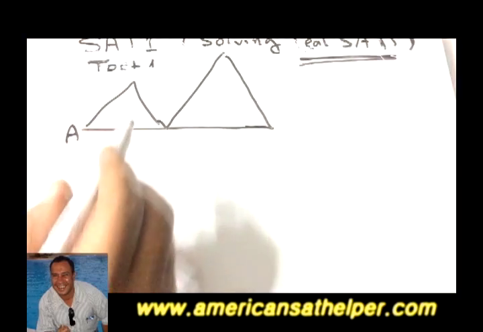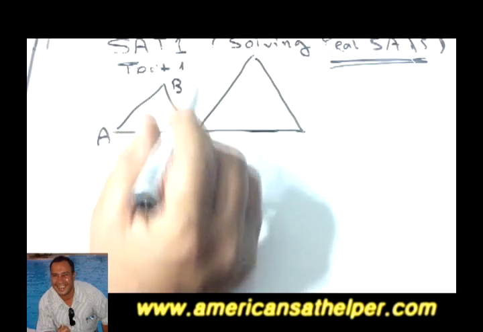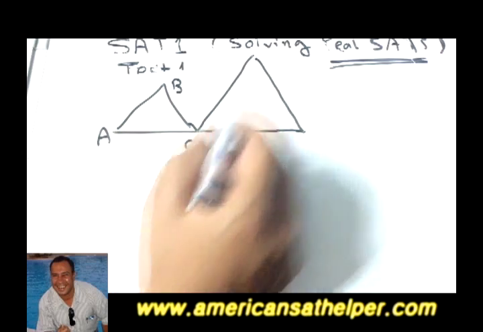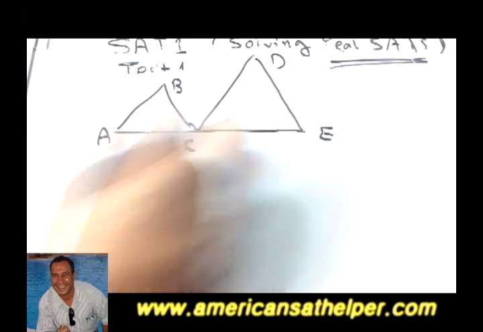A, B, C, D, E. He said the two triangles are equilaterals.